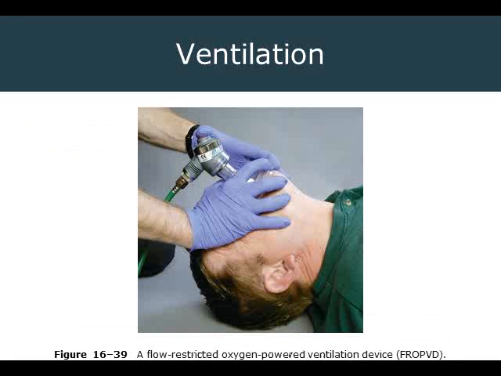This is showing a flow-restricted oxygen-powered ventilatory device, which is normally called the demand valve. This is one in which you can ventilate your patient by pushing the button or the trigger, and it will inflate the patient's lungs with air. The problem with this is it requires an oxygen bottle. With a bag valve device, you can continue to ventilate even though you may have run out of oxygen. The other problem is that it often causes barotrauma. People don't pay good attention when they use this device, and they usually end up causing gastric distension and vomiting.